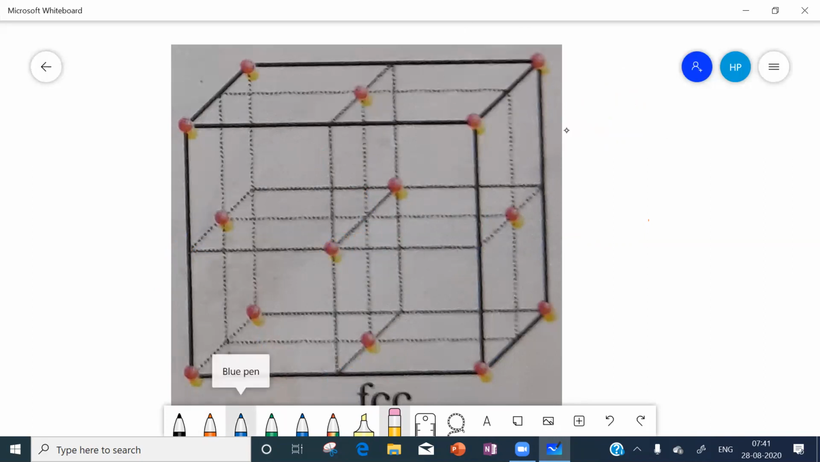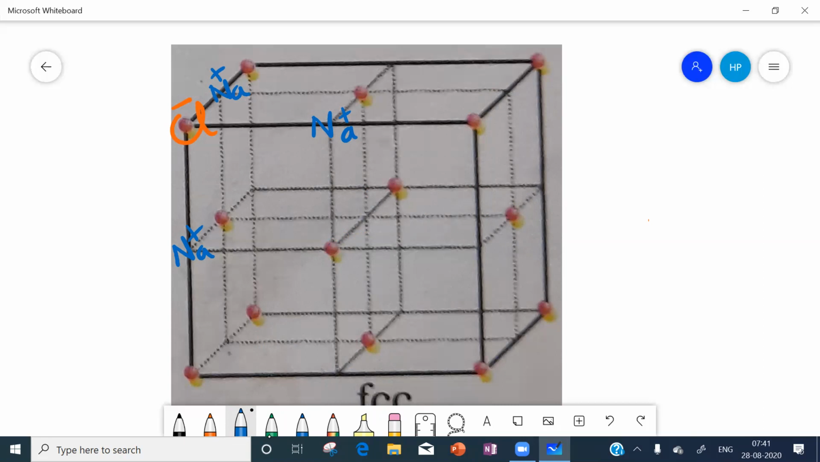When Cl- is at the corner, what is the coordination number? That we will see. Now Cl- is at the corner. What is its coordination number, that we have to see. Its nearest neighbors we will take. The nearest neighbor is the edge center Na+. Its nearest neighbor is the edge center Na+.